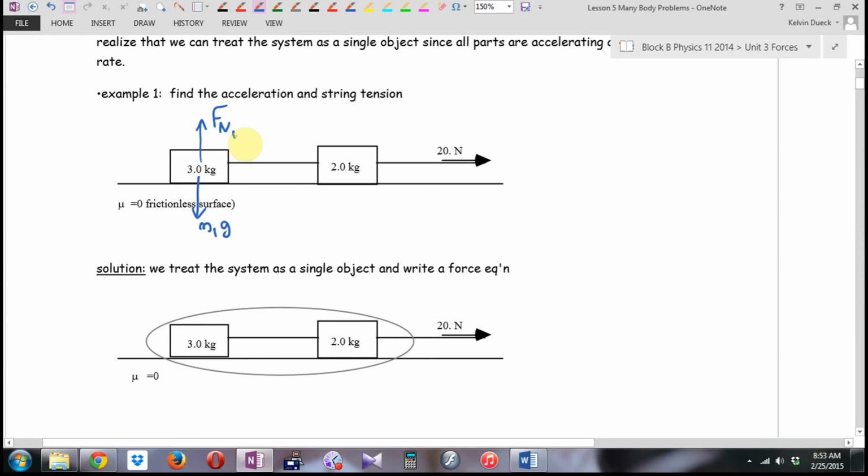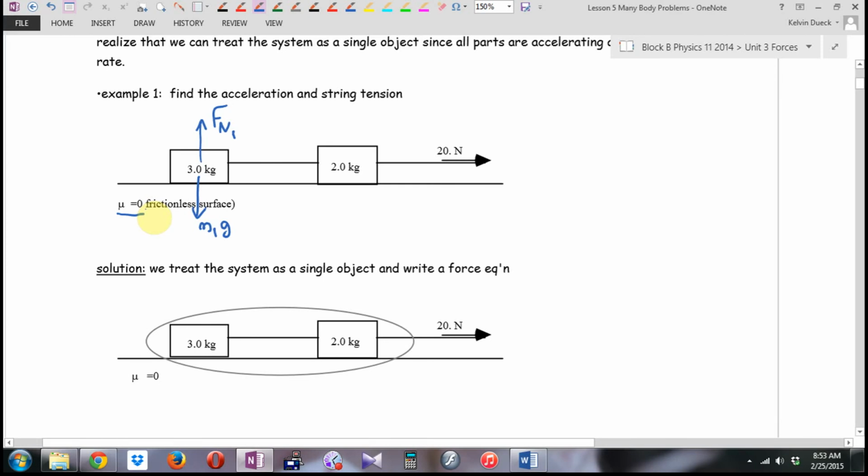Now take a look at this picture. Which way do you think this whole thing is accelerating? Well, the fact that it says mu is 0, which means you're on ice, I think it's going to be accelerating to the right. Okay, you with me so far?